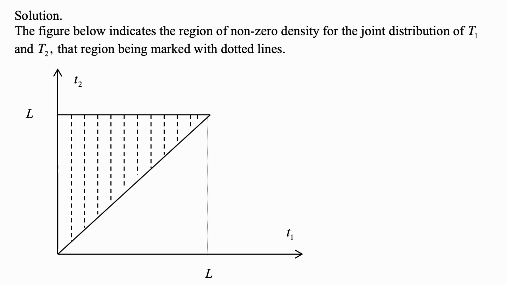Well, anyway, here is that region. So we want the region where both T1 and T2 are between 0 and L, but T2 is bigger than T1. And of course, along this diagonal line that you see, T1 is equal to T2, and above the line T2 is bigger because T2 gets bigger as you go up. And of course, the region where the joint density is positive and is a constant is that triangle that you see there, indicated by dotted lines.